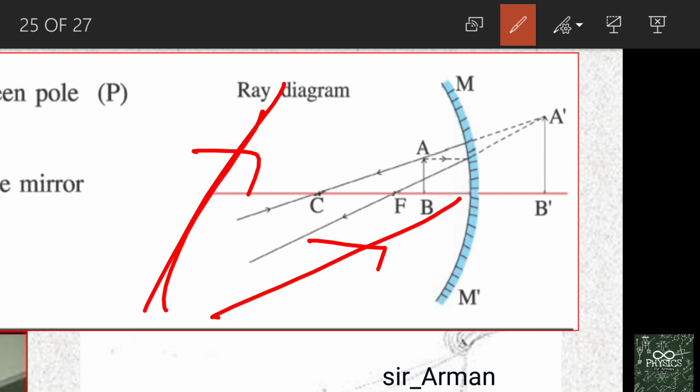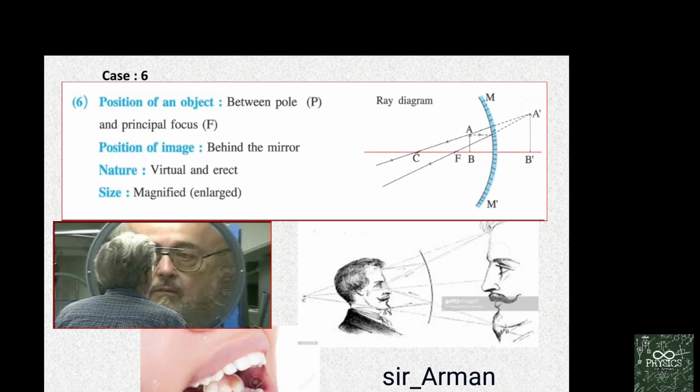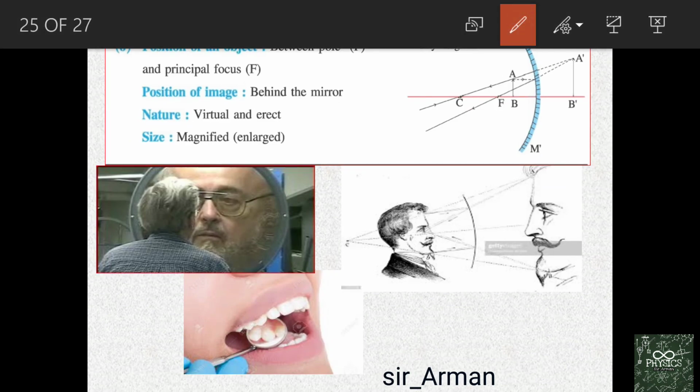And when we find this kind of rays, we have to trace them back. We have to draw an imaginary line and we obtain the image behind the mirror. Now you will wonder how we can obtain this kind of image. See here in the pictures. Here the man is standing in front of a concave mirror between the pole and the principal focus. He obtains his virtual image behind the mirror, which is much larger than his actual face.